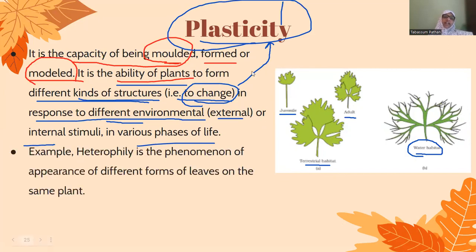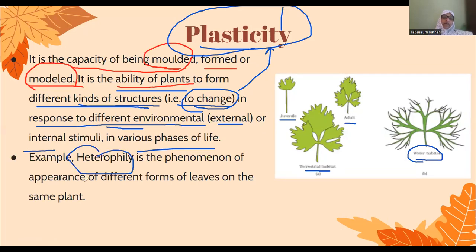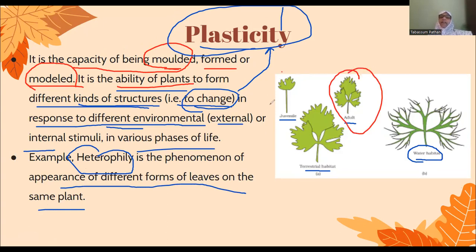So this is known as heterophily. Okay, heterophily. It's the phenomenon of the appearance of different forms of leaves on the same plant. Different forms of leaf on the same plant. So it's not necessary that all the leaves on that particular plant will be in adult form only. Some might be in juvenile form, some will be in the adult form, some will be in the matured form. Okay, so that is what is meant by plasticity.